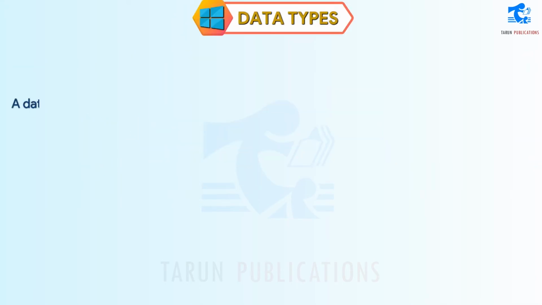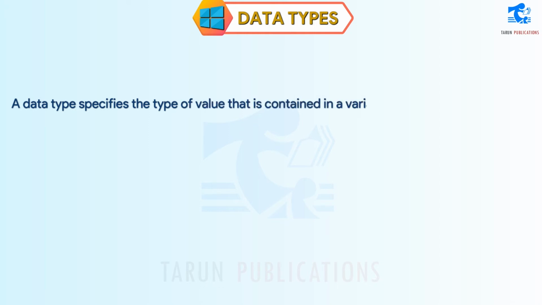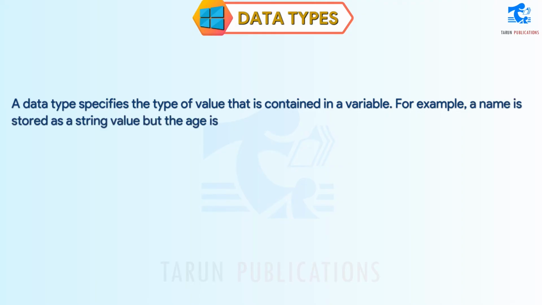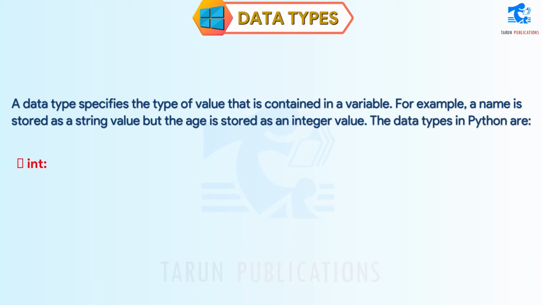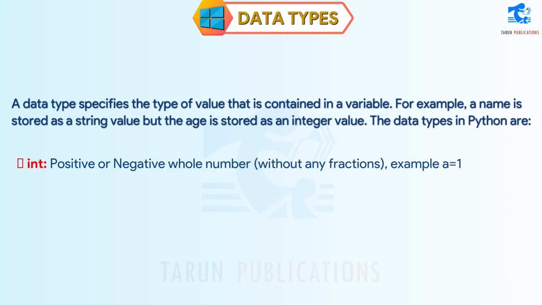Data types. A data type specifies the type of value that is contained in a variable. For example, a name is stored as a string value but the age is stored as an integer value. The data types in Python are int, a positive or negative whole number without any fractions. Example: a = 1.